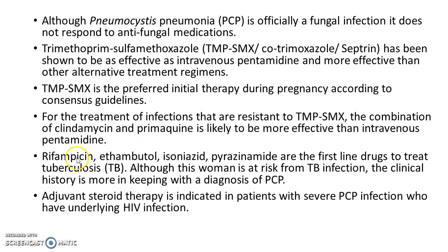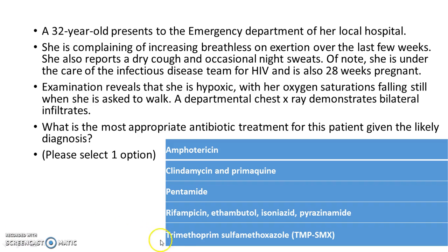Rifampicin, ethambutol, isoniazid and pyrazinamide are the first-line drugs to treat tuberculosis. This is undergraduate level, you have to know this. Although this woman is at risk from TB infection, the clinical history is more in keeping with the diagnosis of PCP, Pneumocystis carinii infection, even though it seems to mimic TB infection. So the answer is trimethoprim sulfamethoxazole. Okay, thank you.